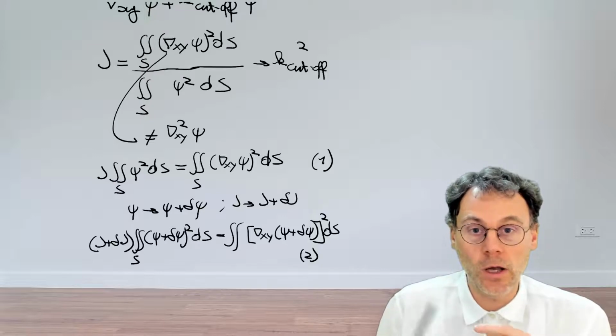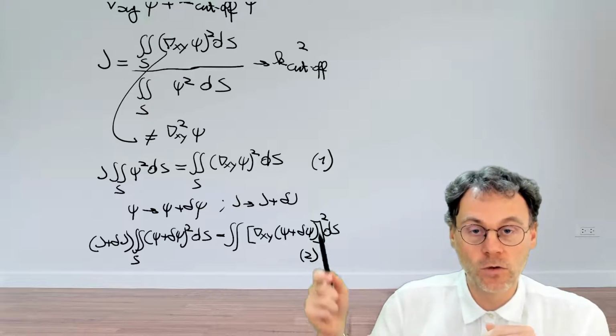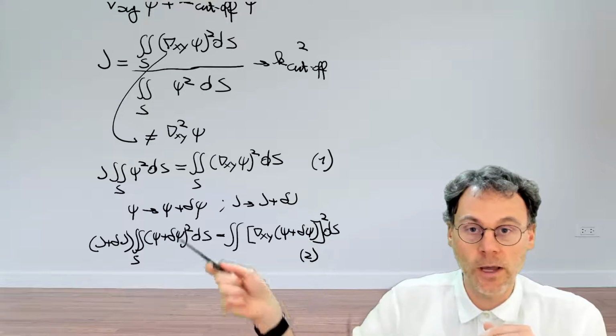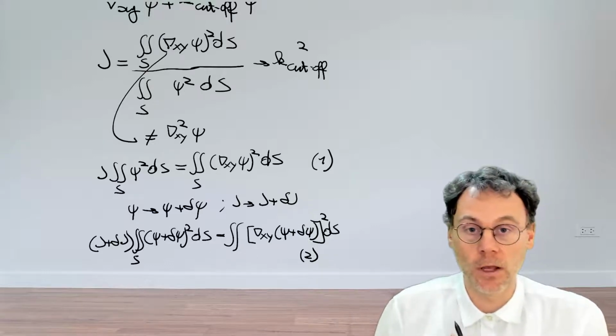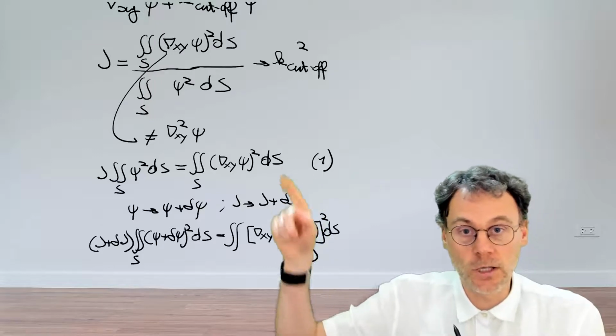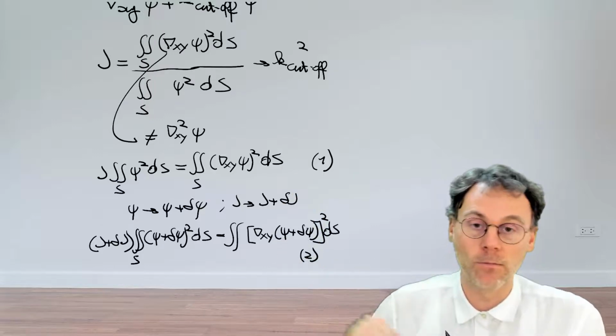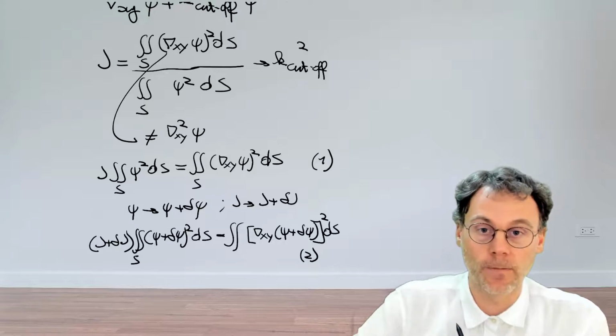Now what you can do is you can subtract expression 2 from expression 1, and that way try and figure out what to do with this delta j. So I suggest you do just that. Based on these two expressions, try and minimize the variational expression.